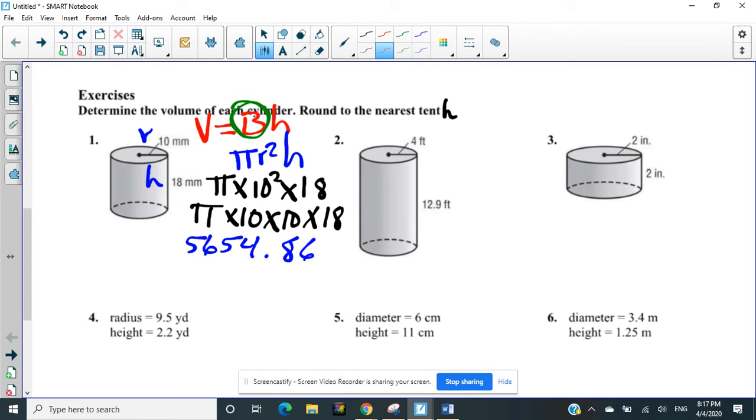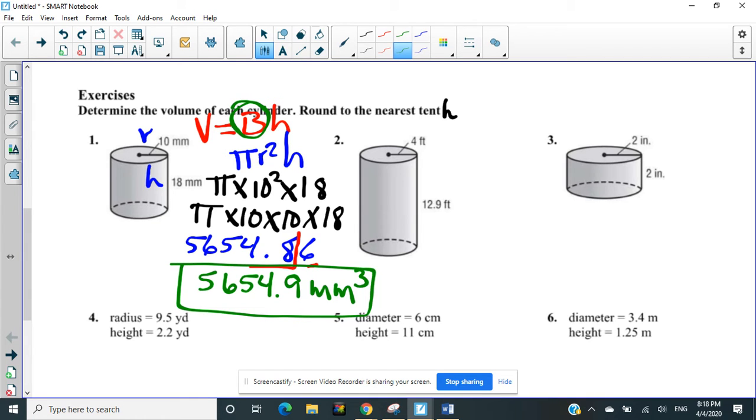here it's telling us to round to the nearest tenth. So we're going to cut it after the tenths place, and the hundredths digit is the most important number because it's going to tell us whether to add one more or give it a rest. So 6 is 5 or more. We're going to have to add one more. So then our final answer is going to be 5654.9 cubic millimeters. And there goes your final answer.